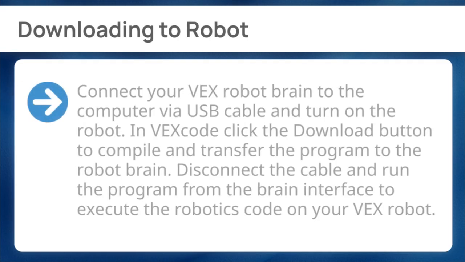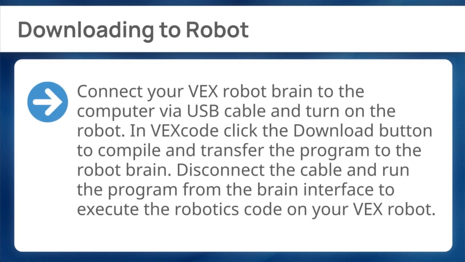Finally, downloading to robot. Connect your VEX robot brain to the computer via USB cable and turn on the robot. In VEXcode, click the download button to compile and transfer the program to the robot brain. Disconnect the cable and run the program from the brain interface to execute the robotics code on your VEX robot.